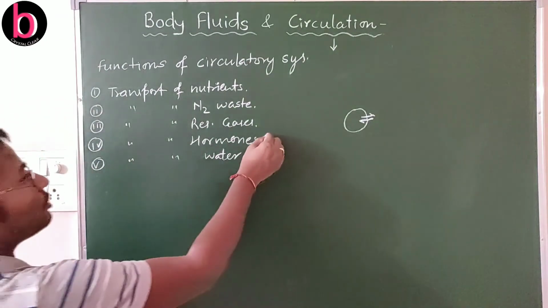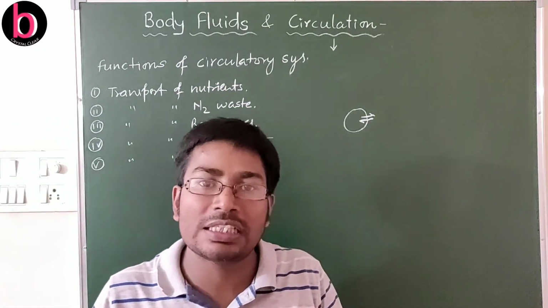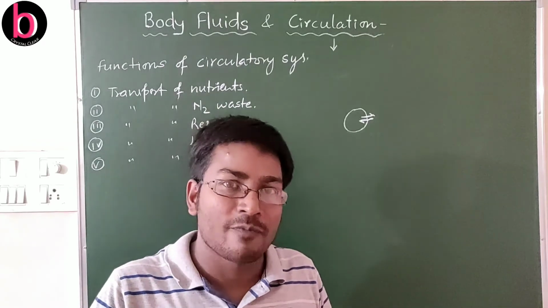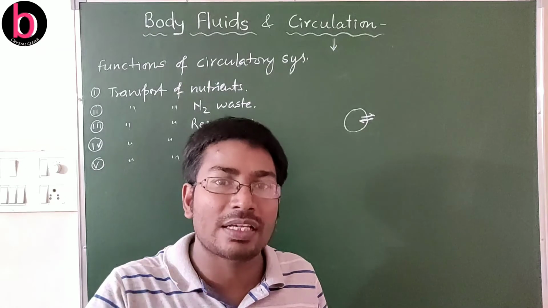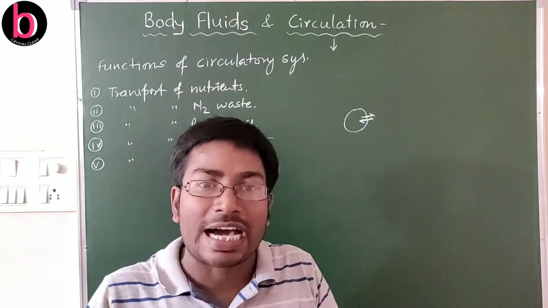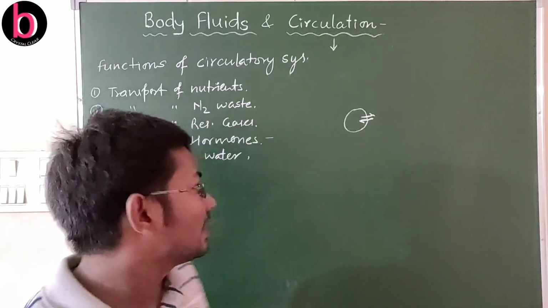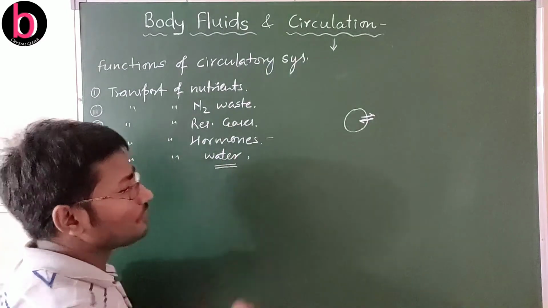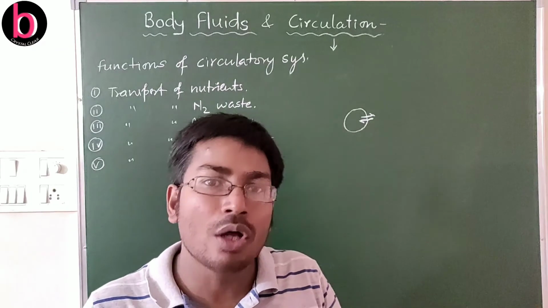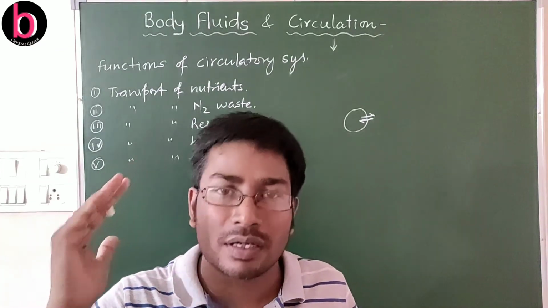The next one is about transportation of hormones. Hormones, as we know, are the substances which are secreted by endocrine glands. They just get mixed in blood, and by blood they are circulated to their target sites, where they are taken up by the receptor cells. The last one is about transportation of water. So water transportation, heat transportation, all this is managed by the circulatory system of our body.